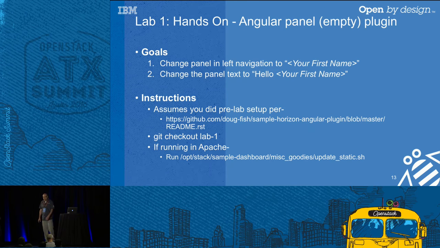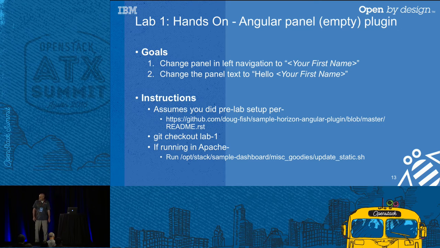So with that, let's crack open the code. Hopefully everybody's done the setup. I'm happy to walk around and help with that if anybody's had trouble later. But what we're going to do is go into the checkout lab one starting point. And we're going to take a look at that panel py like we talked about, and go in and just change the left navigation so that you can see your name in the left navigation, and we'll go into the Angular template and go ahead and just change the text to be hello your name or some other clever text.